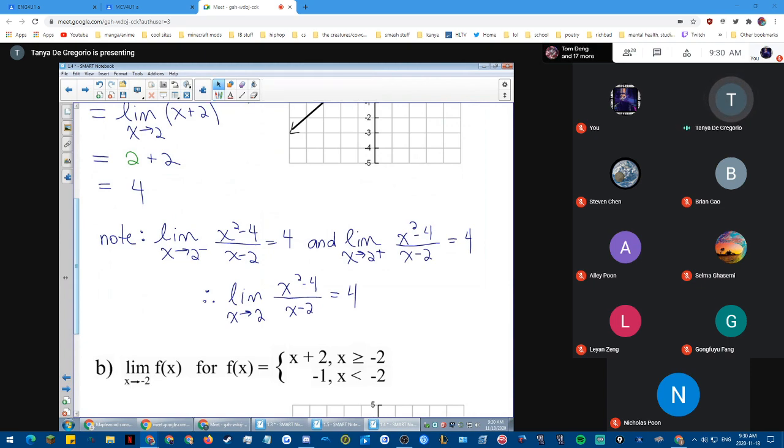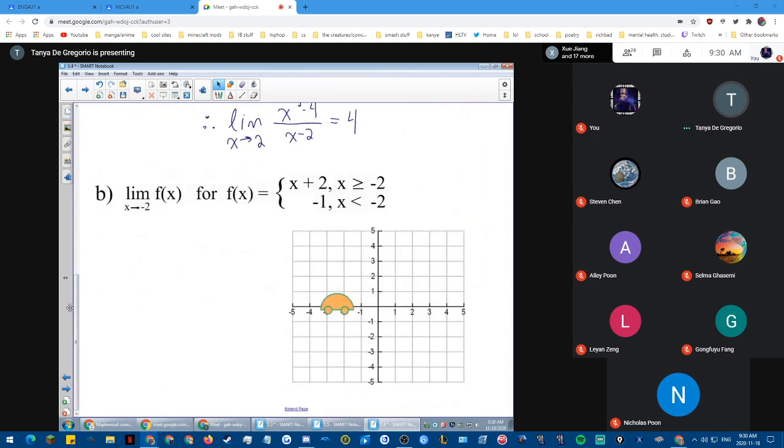When we're approaching x equals 2 from the left and from the right, our intended type is 4 for both. Okay, here we have a step function. We want to take the limit as x approaches -2 of this step function.